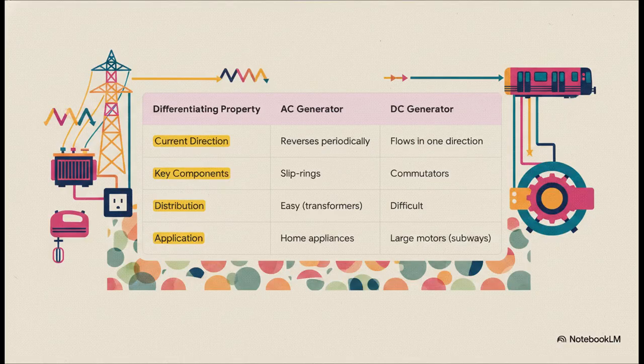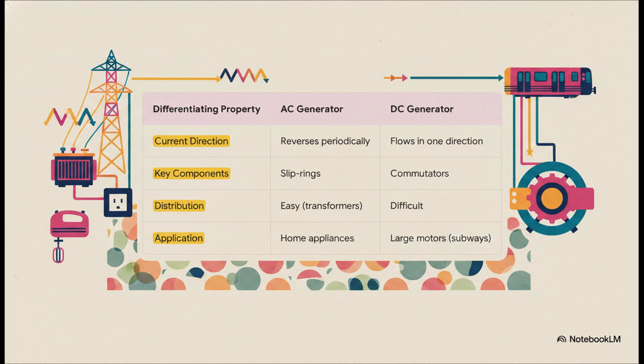But not all electricity is created equal. There are two main types, AC and DC. AC, or alternating current, is what's zipping out of your wall socket right now. Its biggest advantage? It's super easy to send over long distances using transformers. That's why it's perfect for our homes.